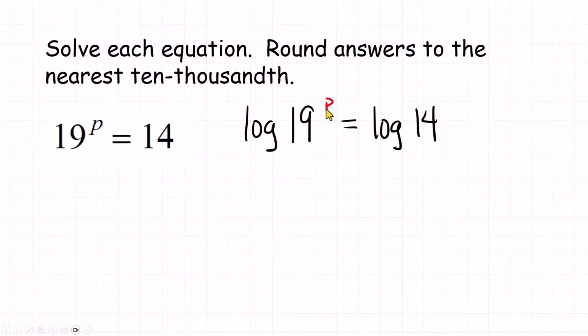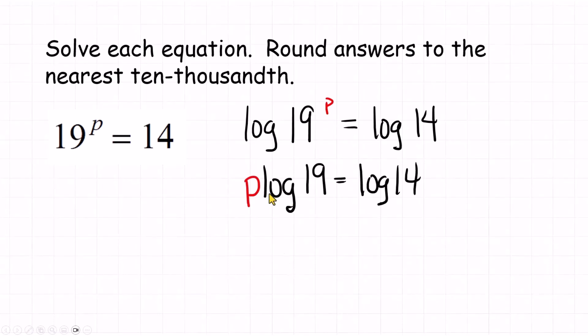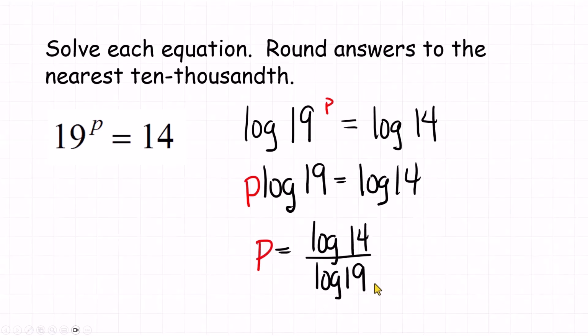But because of that power rule, which is like my favorite, this p can come down in the front. Log of 19 is actually a number. We don't know what it is yet. And that's being multiplied by the variable we're trying to solve. So what I'm going to do is divide both sides by log 19.